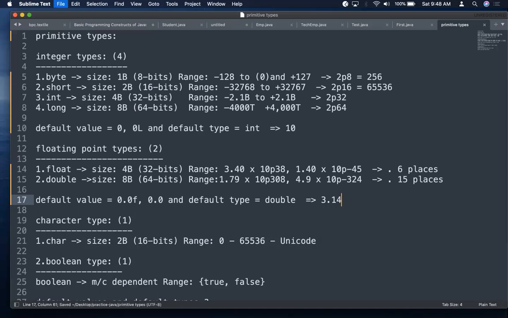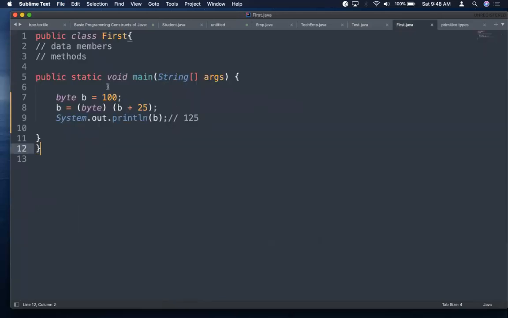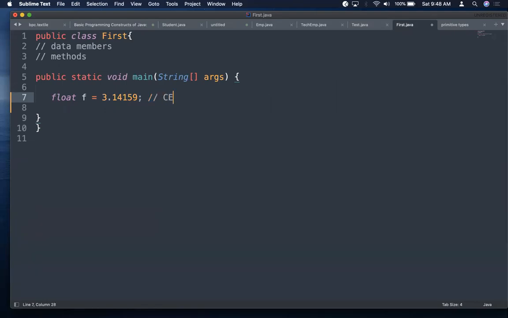Okay, so in order to make you understand this default type, let me go to my program and show you this as well. Whenever I say float f equal to 3.14159, this line is going to give me a compile time error.